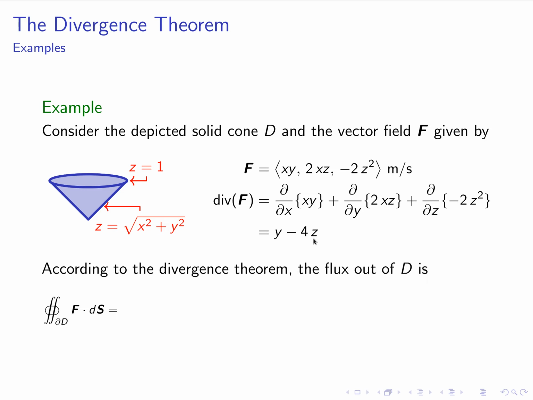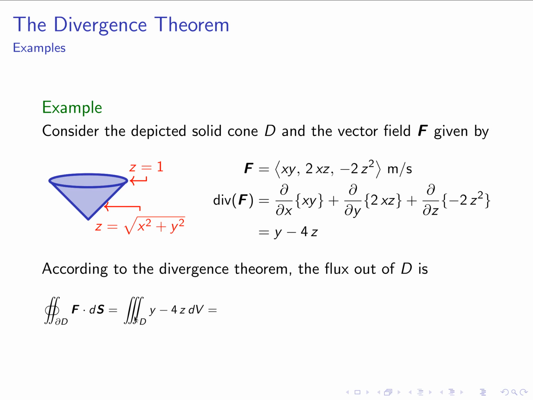So according to the divergence theorem, we can calculate the flux out of this three-dimensional domain, which is notated symbolically as the double integral over the boundary of the domain of F dotted with dS. Well, the divergence theorem says this is the same thing as the triple integral of the divergence of our vector field throughout this three-dimensional domain.